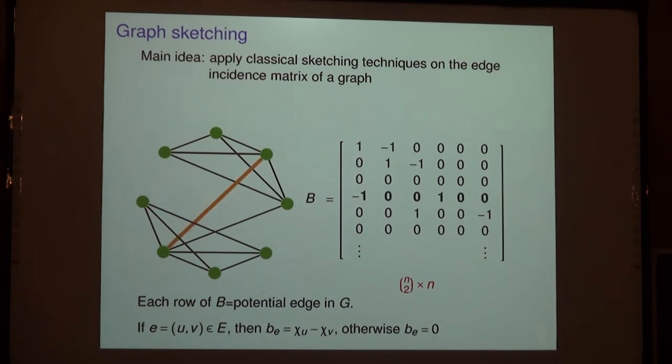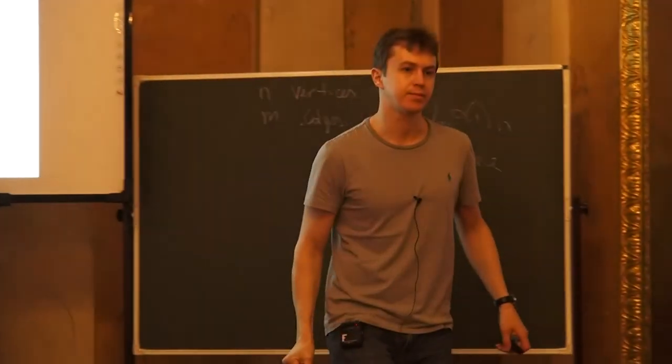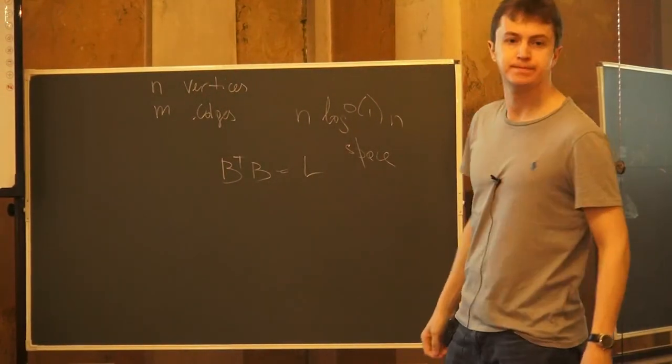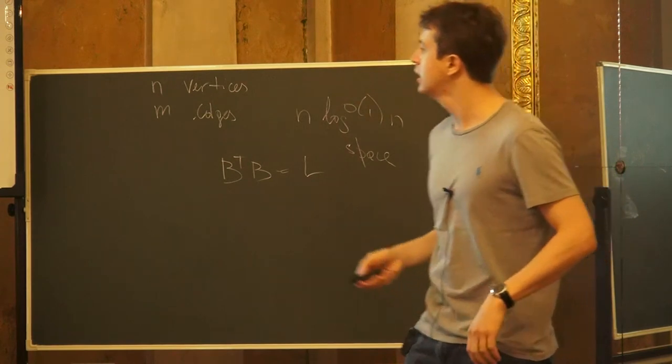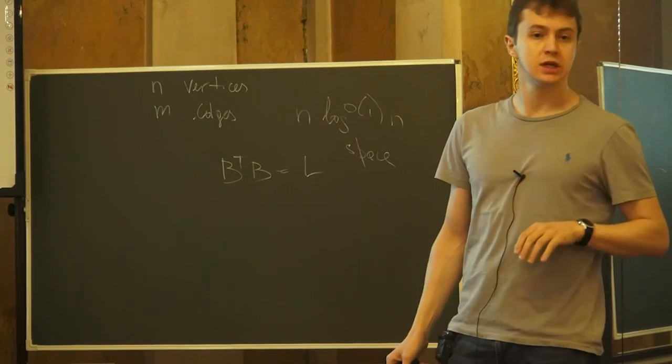OK, good. So rows of this matrix correspond to edges. For example, this orange edge corresponds to this row, and there's a 1 and a minus 1. It is crucial that we have a 1 and a minus 1. They will give very important cancellations. OK, good. Note, for example, that B transpose B is the Laplacian of the graph. OK, good. Any questions about what this matrix is?